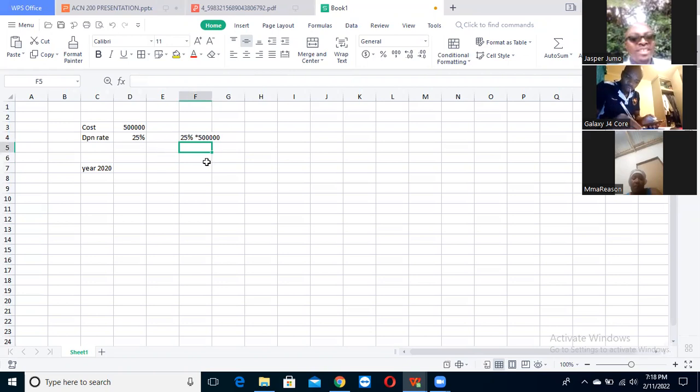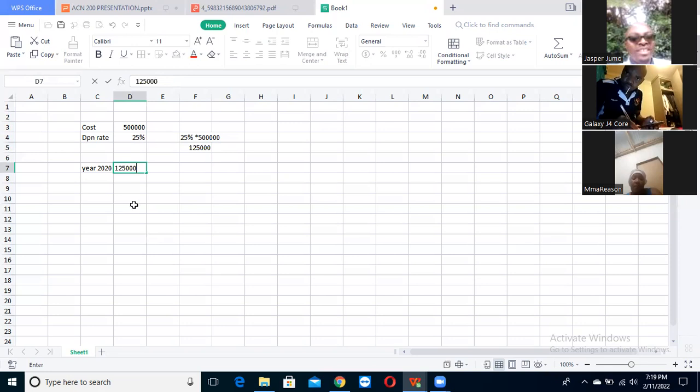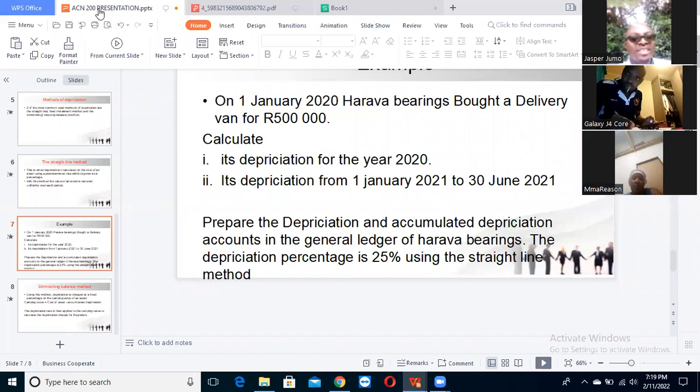So we want to apply that 25% to the cost of 500,000. So mathematically, 25% is the same as saying 0.25. So you want to say 0.25 multiplied by 500,000. We'll find that our depreciation charge for the year 2020 is 125,000. So we just present it here, 125,000. But that's not the whole question. We've just attempted part one. We now want to attempt part two.